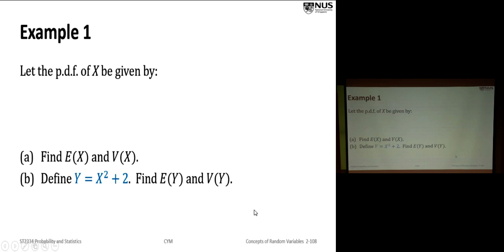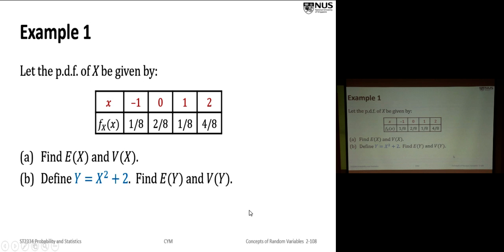Now, in this example, we are given the probability function in a table form. For the discrete case, we can have two ways to display f of x, the probability function. One is given in a formula, while the other is given in a table form.